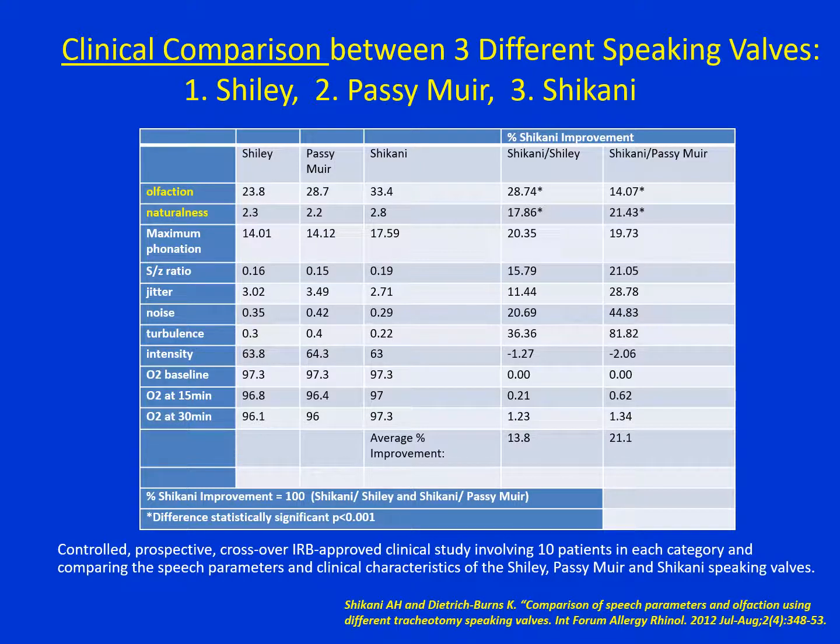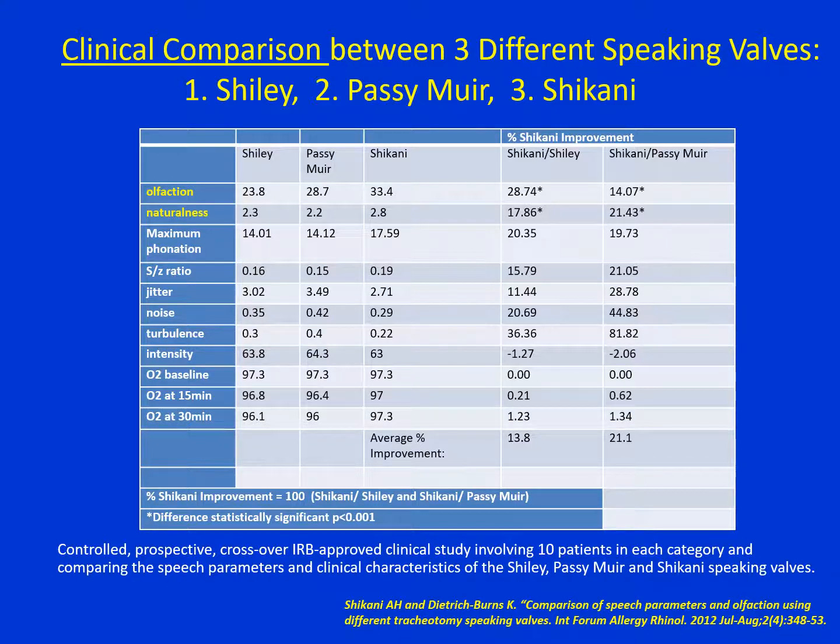The results show a highly statistically significant improvement with P less than 0.001 in olfaction and speech naturalness in favor of the Shikani speaking valve over the Shiley and the Passimier. On the right, you can see the percentage improvement, the Shikani over the Shiley and the Shikani over the Passimier for olfaction and speech naturalness, which is highly significant with a star on it.